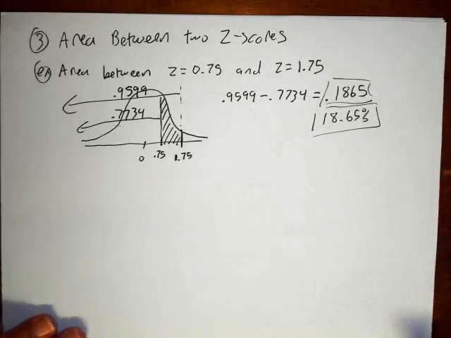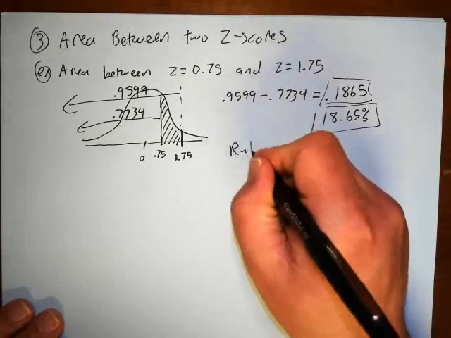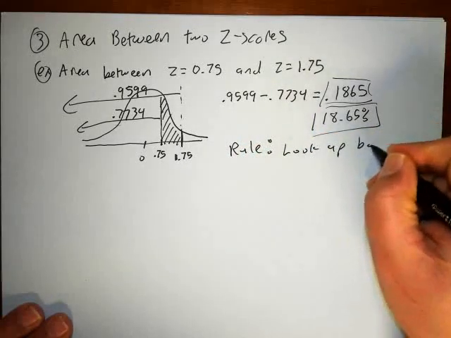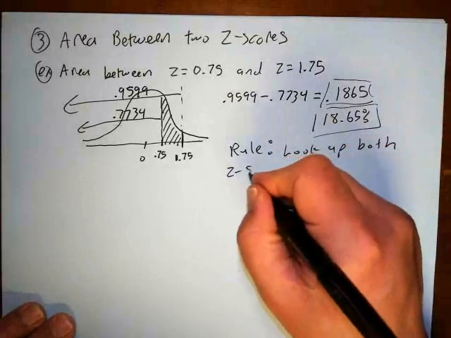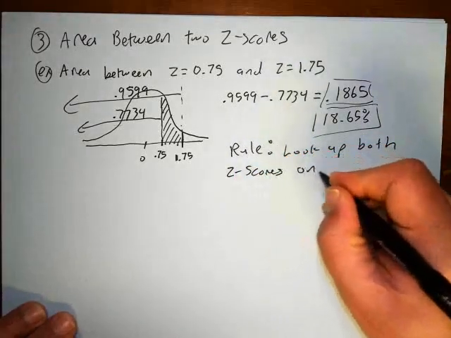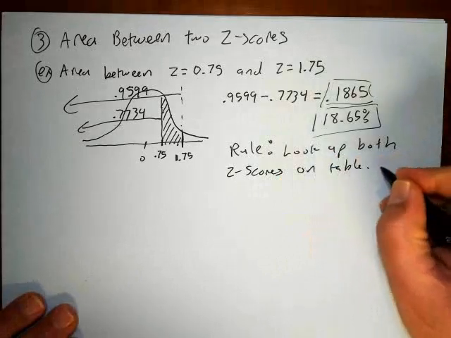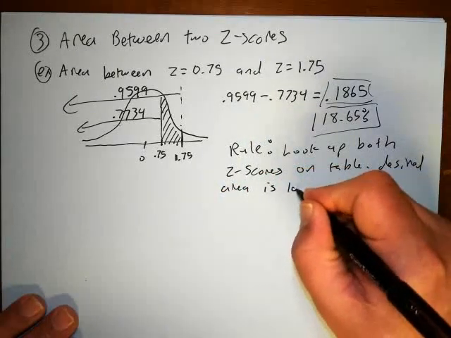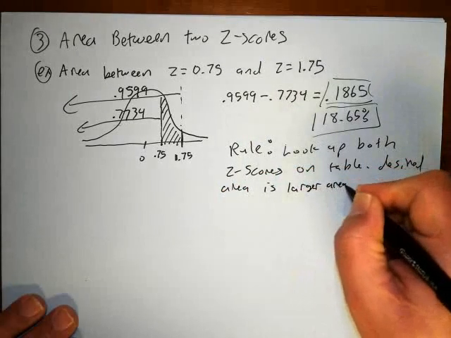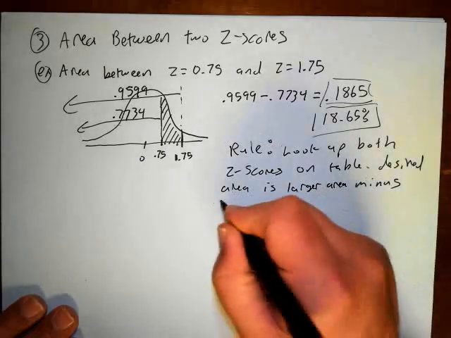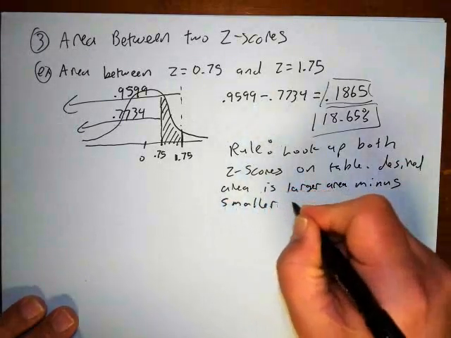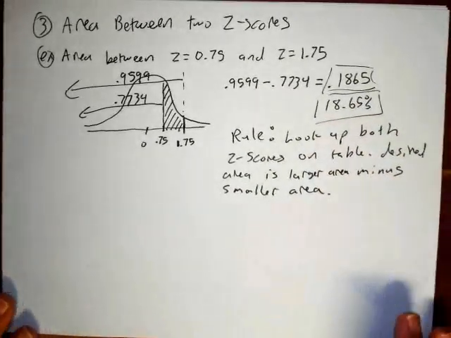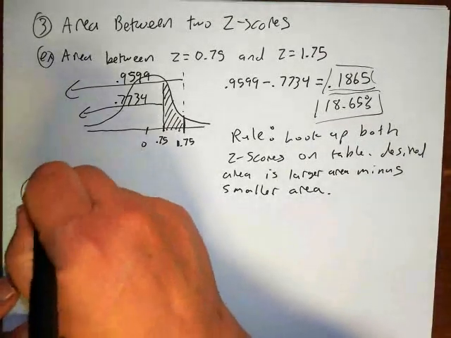Okay, so if I were to write a rule here, I would say look up both z-scores on the table. Desired area is larger area minus smaller area. And that's how you find the area between. Okay, so let me do one more example.